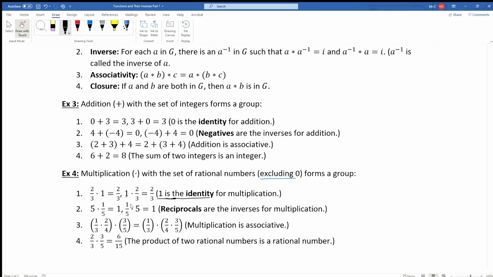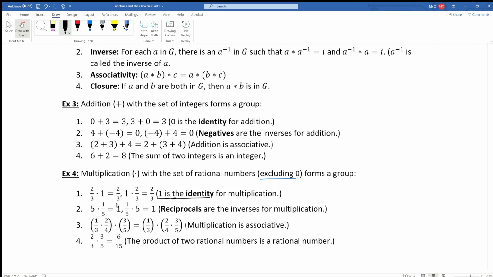Okay, and multiplication is also associative. I can group in any order I want when I'm multiplying things, right? I get the same thing, 1/3 times 2/4 first times 3/5. It's the same thing as if I did 2/4 times 3/5 and then multiplied the 1/3 in front. And finally, if I multiply two rational numbers, I still get a rational number. It's still a fraction with an integer on top and bottom, so it's still a rational number, so it satisfies the closure property. All right, so both of these things, addition with integers and multiplication with rational numbers, are groups. But with multiplication, we had to exclude 0. And the reason is because 0 couldn't have an inverse. There's no number that you can multiply 0 by to get 1. So we have to cut it out if we want to form a group and use group properties.